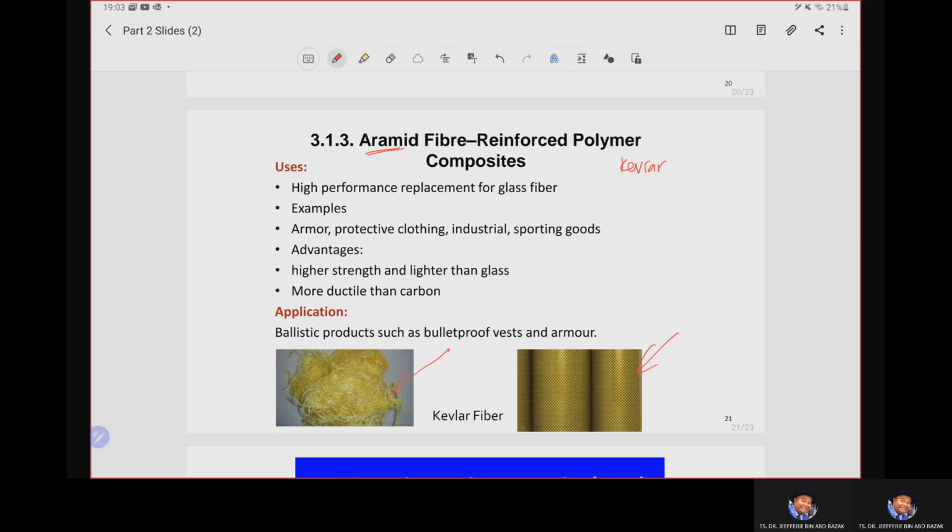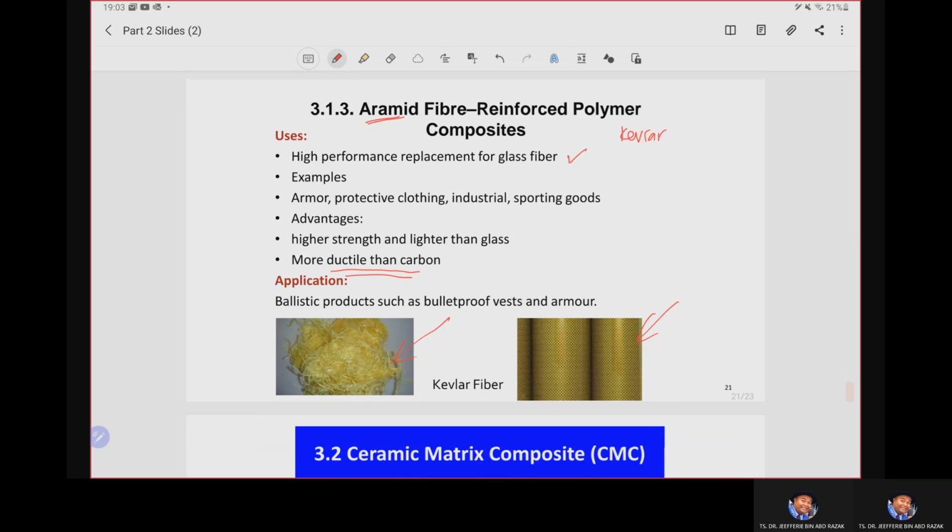On its characteristics, aramid fiber is a high performance replacement for glass fibers, and it possesses higher strength and lighter weight in comparison to glass fibers. But most interesting, it is more ductile than carbon. So by having aramid fibers, it can give possible improvement in terms of toughness behavior for the composite.